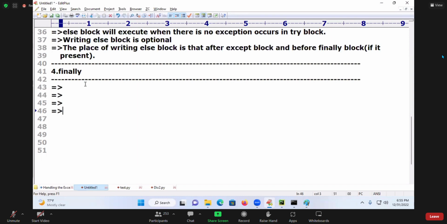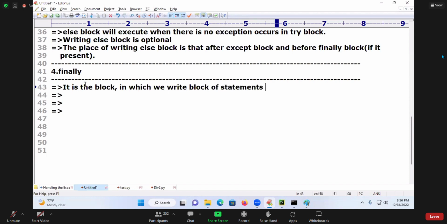Mandatory or optional? I may write it, I may not write it. If resources are not there, I don't write it. If resources are there, I will write it. Depending on the resource availability, I will write the finally block. If no resources are there, is it necessary to write the finally block? Not necessary.